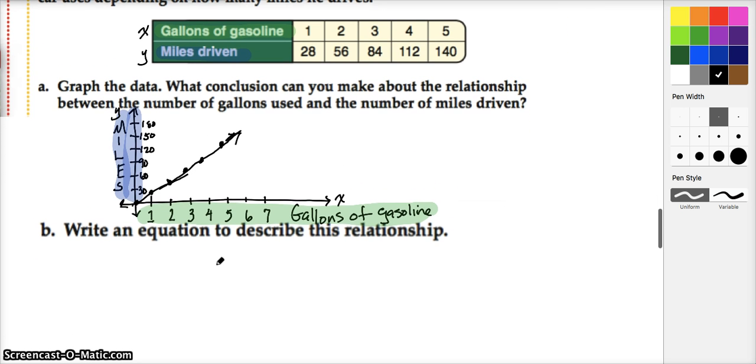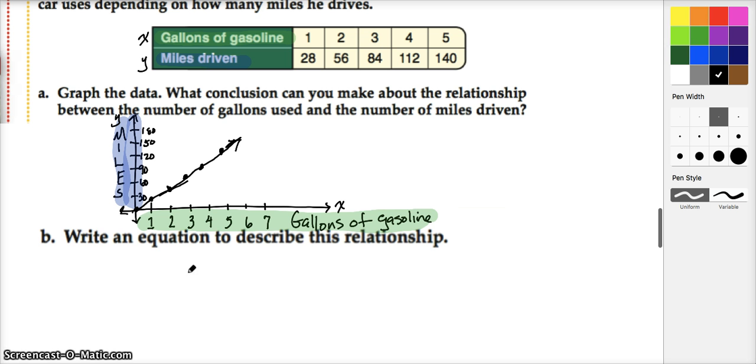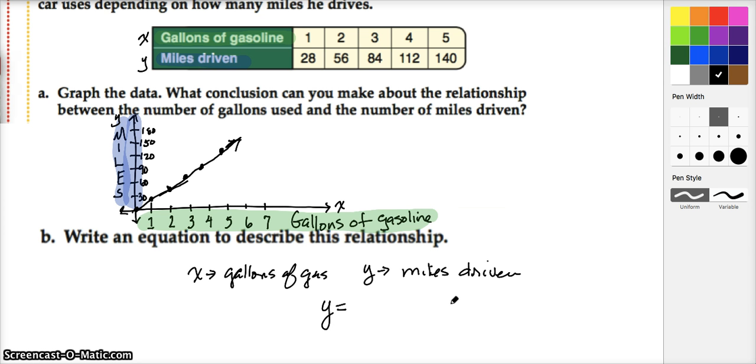And now we're going to write an equation to describe this relationship. Well, I know x deals with the gallons of gas, and y deals with the number of miles driven. You should pause me and try to figure out how many miles he can drive. What would this look like? So the number of miles that he drives is equal to what in reference to x? How can I figure that out? Look at your graph and look at the information that we have here in our chart.